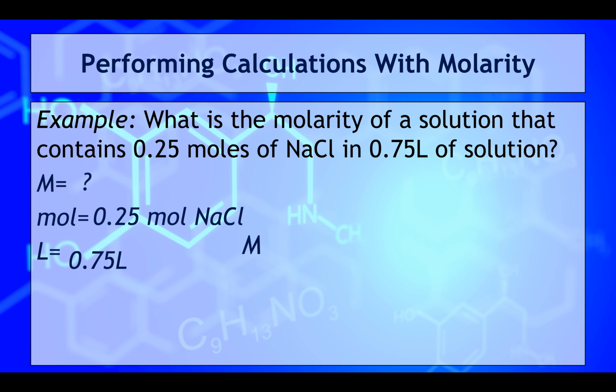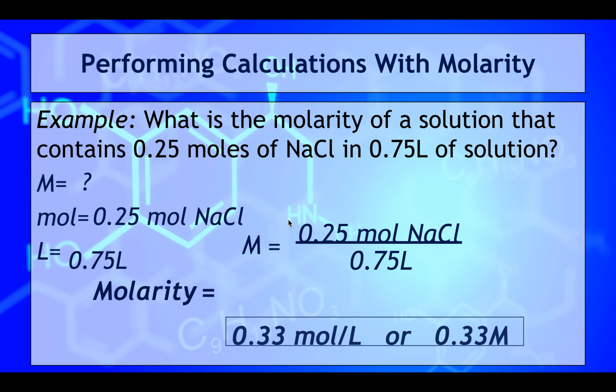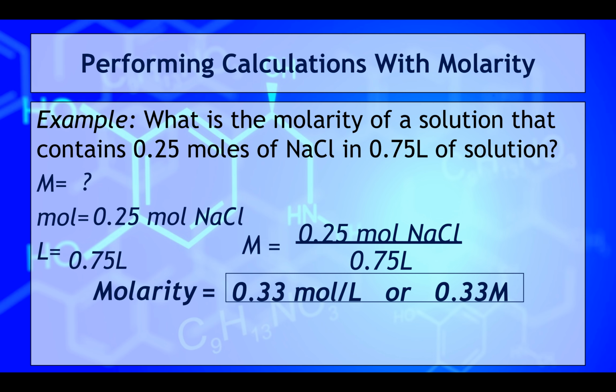The molarity of a solution is equal to the number of moles divided by the number of liters. When you put that in your calculator, your answer will be 0.33 moles per liter, or in a shorter way to write this, 0.33 molar, or 0.33 molarity.